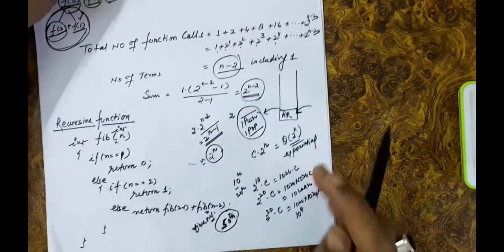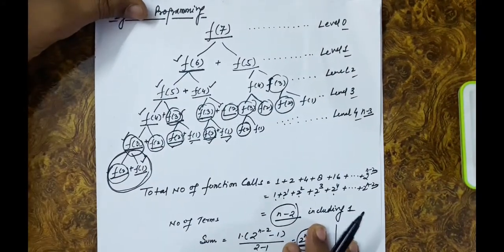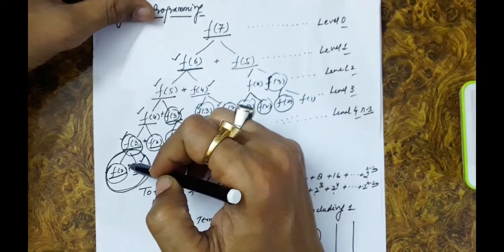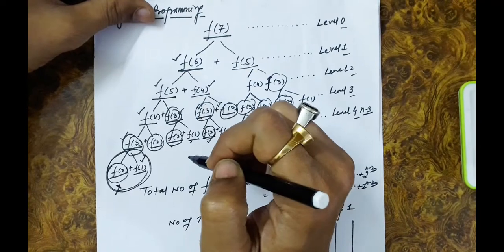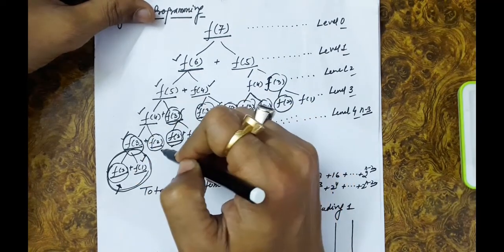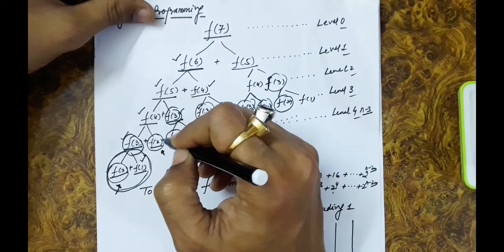So why are we making the redundant calls here? Let us make some correction. Once we have found any term, let us store that term somewhere in some memory, and next time when there is the same call, we will use that memory to give the answer.